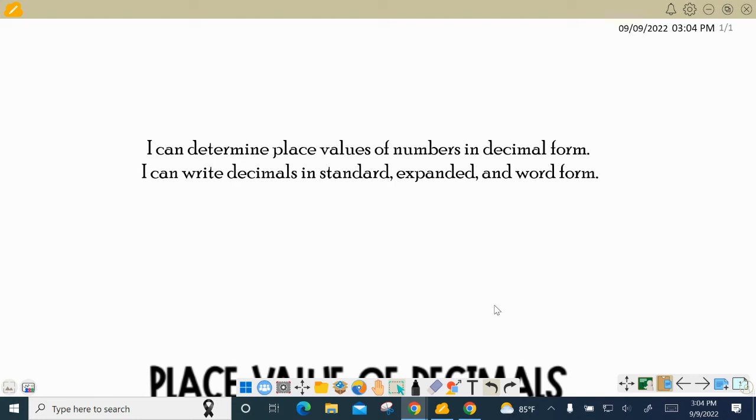Today we're going to start our learning of decimals. So decimals are a great thing that we're going to be working on and learning with. It's very, very similar to whole numbers. Remember, whole numbers are any number that doesn't have a decimal or a fraction.